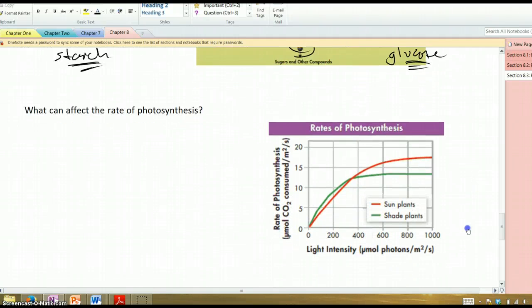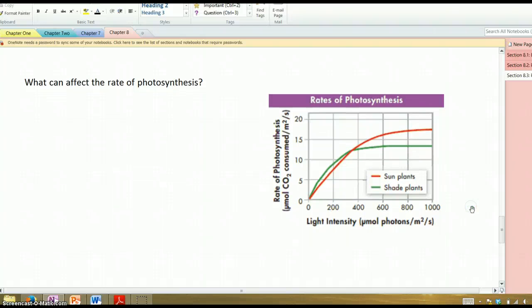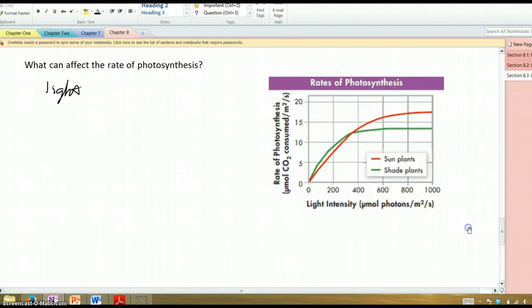At its most simple, you can imagine light will play a role. And if you have more or less light, that can speed up or slow down the reaction. And indeed, that's what we see in this graph here. So, of course, the amount of light you have can affect the rate of photosynthesis. As we see here, as the light level increases, the rate of photosynthesis increases.